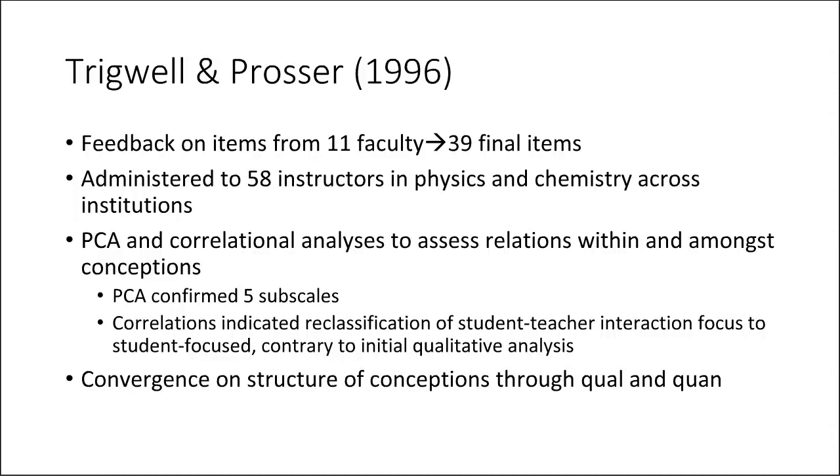Now they're moving into principal components analysis and correlation analyses to look at the underlying factor structure of these different items. And so they find that there are these five subscales, which were drawn from the qualitative themes. But through the correlation analysis, they discovered a relation between student-teacher interaction and the other items, to where they ended up reclassifying it, which was different than the qualitative analysis.